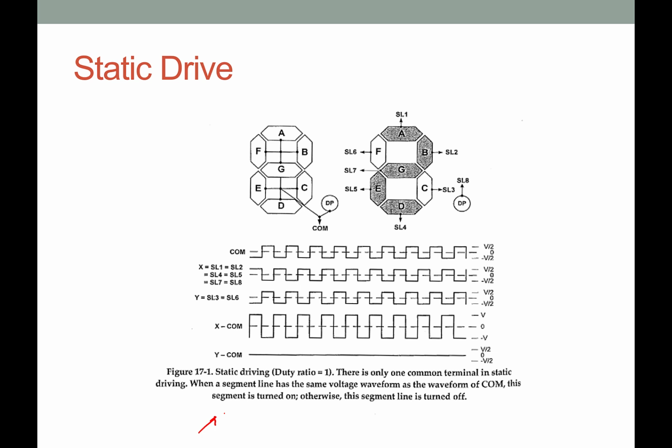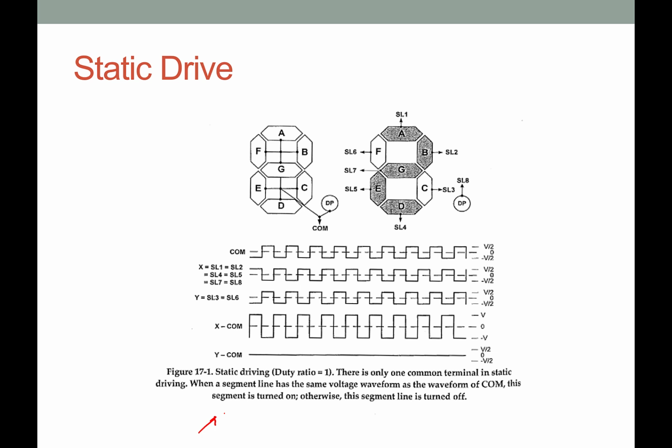Actually, we never have to use the LCD that advanced, but right now all we're going to use it for is to display the number, and also to give us an alternative to the 7-segment display that you're going to hook up. So anyways, what you see here says static driving duty ratio equals 1. It says there's only one common terminal in static driving. When a segment line has the same voltage waveform as the waveform of COM, this segment is turned on, otherwise the line is turned off.